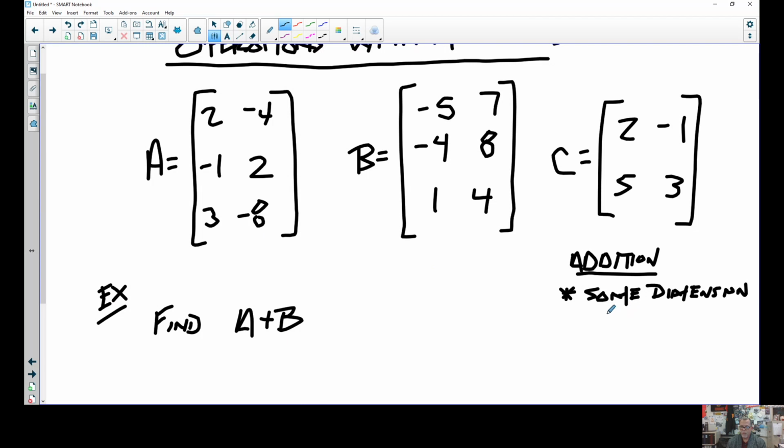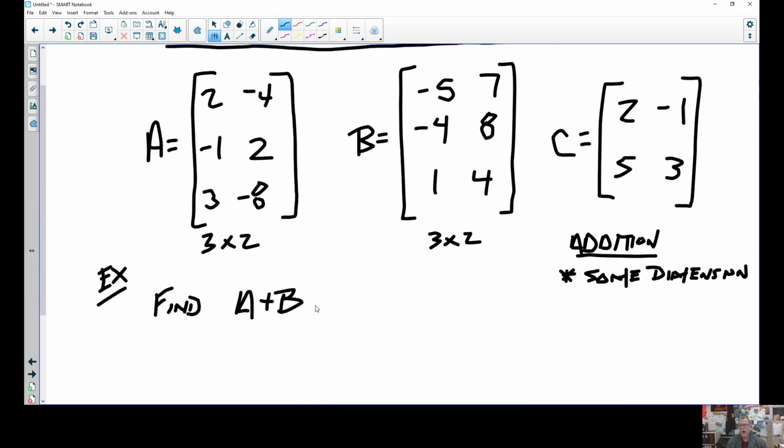Now, if they aren't the same dimension and they ask you find A plus B, you just say no solution. Or you can say a dimension mismatch. That's what your calculator would tell you if you tried to do it on a calculator. But for us, when we look at A plus B, well, what is the dimension of A? Dimension of A is 3 by 2, right? 3 rows, 2 columns. Dimension of B, 3 by 2. 3 rows, 2 columns. Same dimension for both of these, so we can find A plus B.